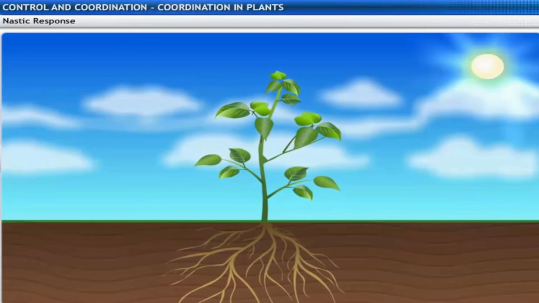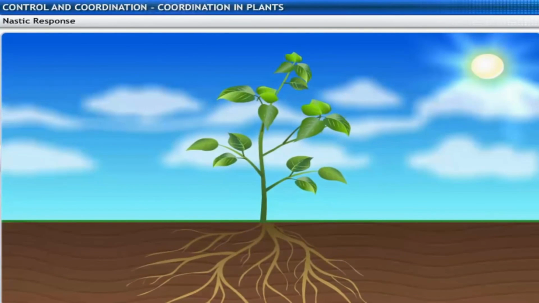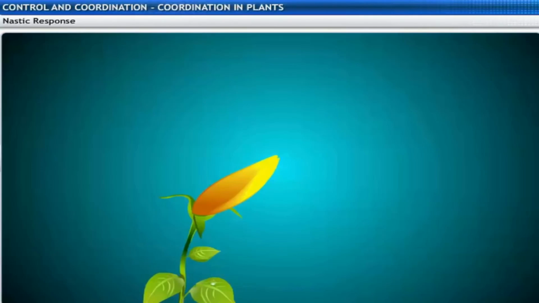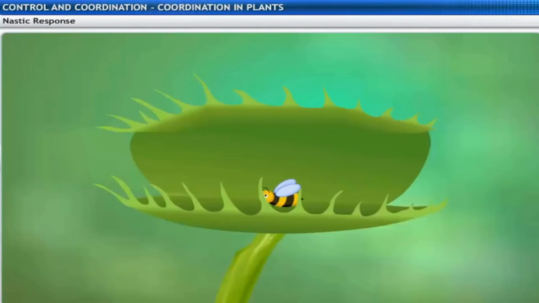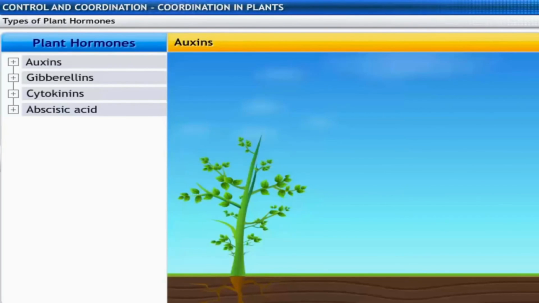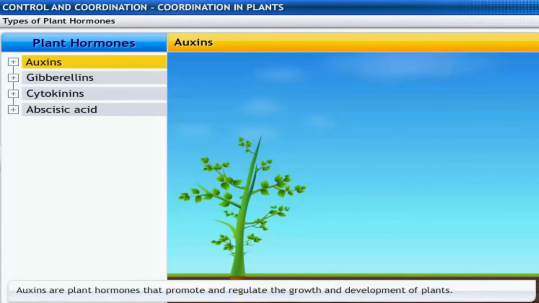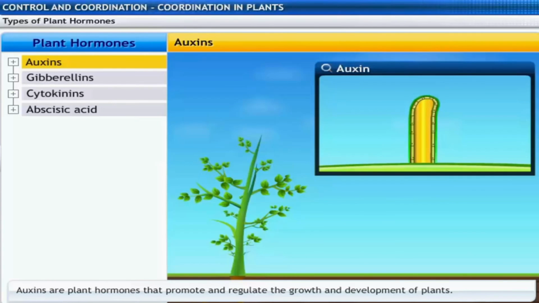Unlike tropisms, movement in plants do not occur in the direction of the stimulus. Some other examples are the opening and closing of flowers and the movement of the Venus flytrap. Let's study the different types of plant hormones. Auxins. They are synthesized at the tip of their shoots and help the plant to grow.